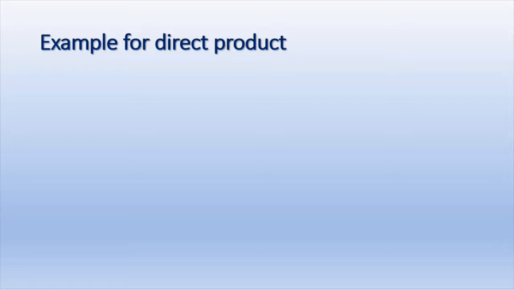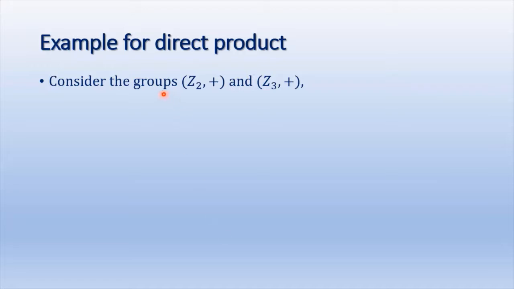First we shall see an example for direct product and then visualize it. Then we shall see the proof that direct product is a group. Consider the groups Z2, addition modulo 2 and Z3, addition modulo 3. So what are the elements of Z2? Z2 will have 0 and 1 as its elements and Z3 will have 0, 1, 2 and 3.